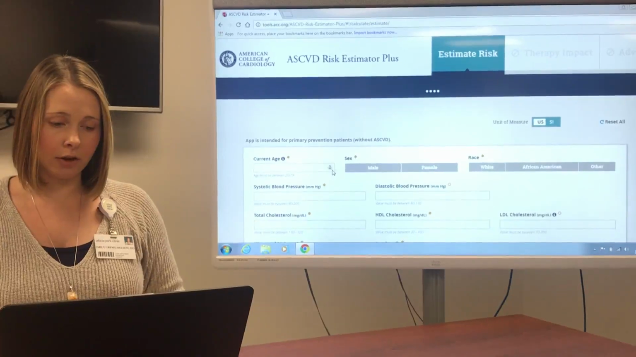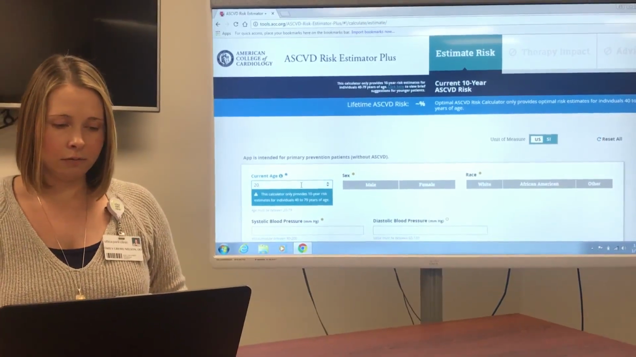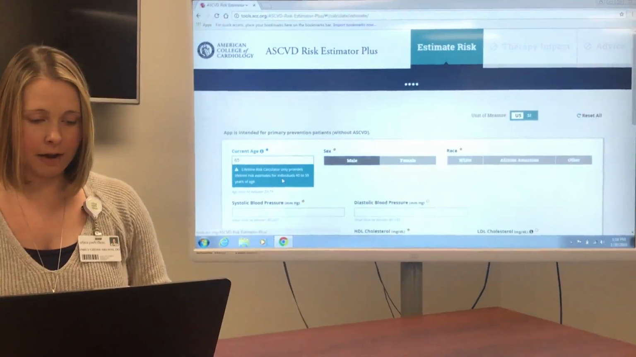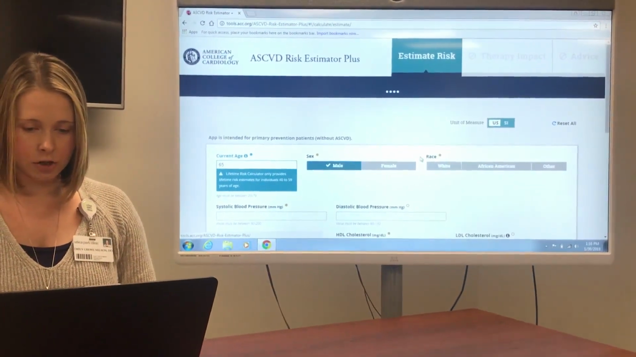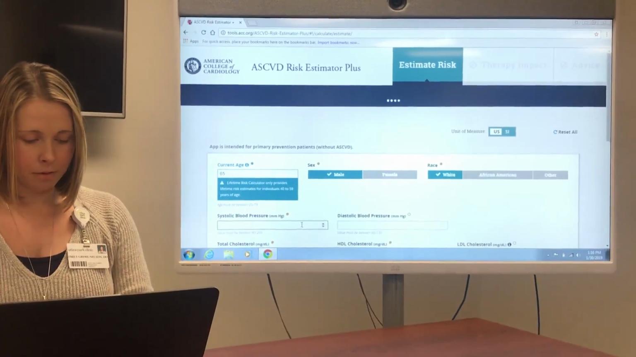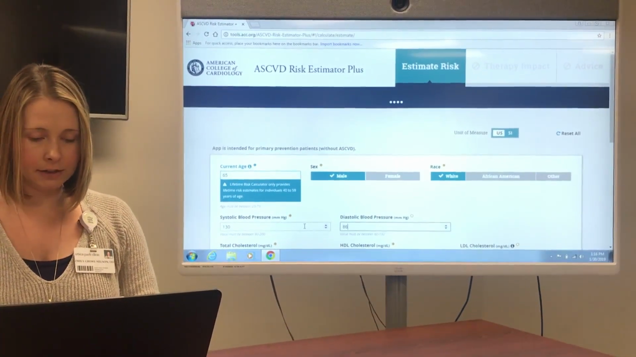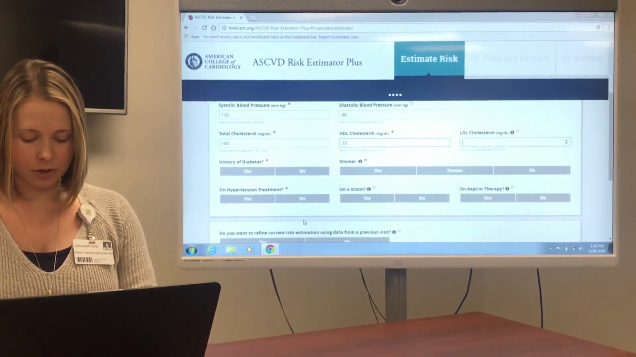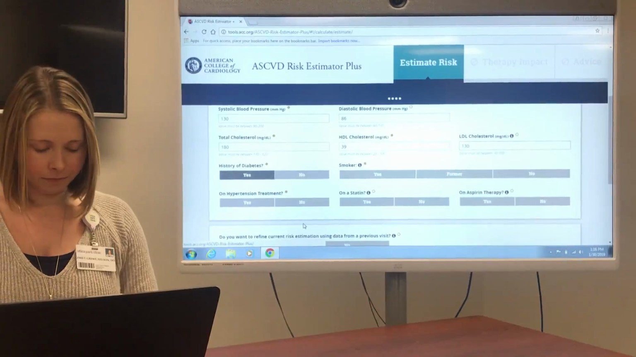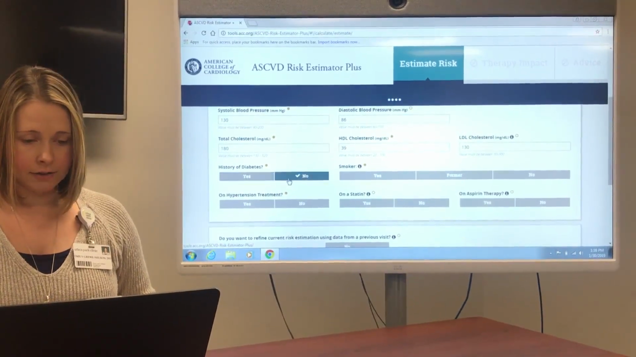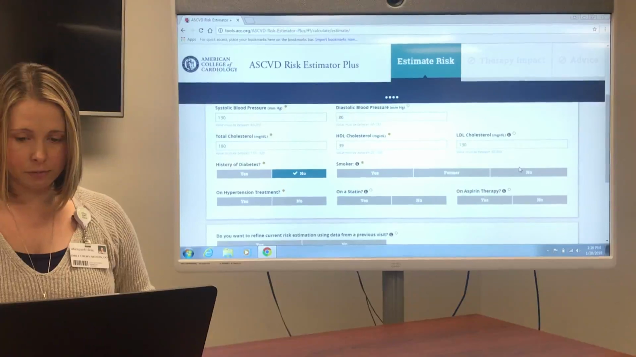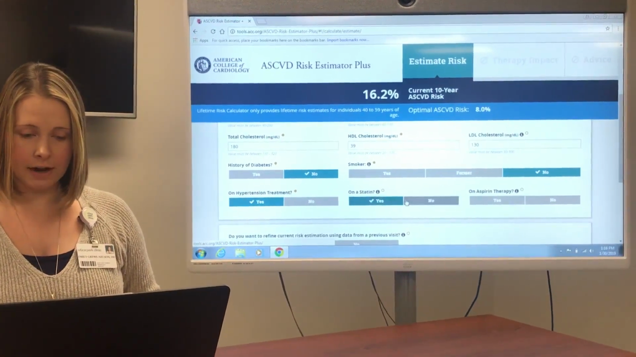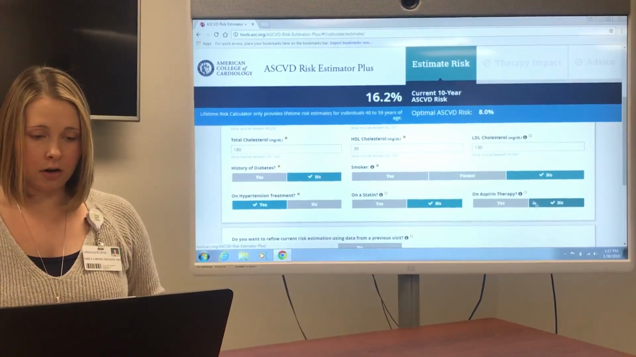So let's go with another case. This next patient is going to be a 65-year-old Caucasian male, blood pressure of 130 over 86, total cholesterol is 180, HDL is 39, and LDL is 130. He does not have diabetes, he's not a smoker, he is on high blood pressure treatment, he is not on a statin, and not on aspirin therapy.